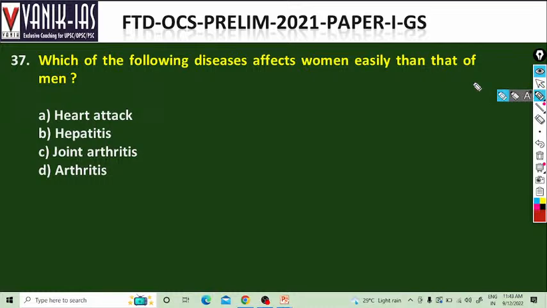Which of the following diseases affect women more easily than men? It is heart attack. Although it is not severe, a normal heart attack is more frequent in women. That may not be fatal in women, but there is a contradictory belief that men suffer more heart attacks, whereas women actually suffer more in terms of frequency. Women are prone to more heart attacks in numbers, right?